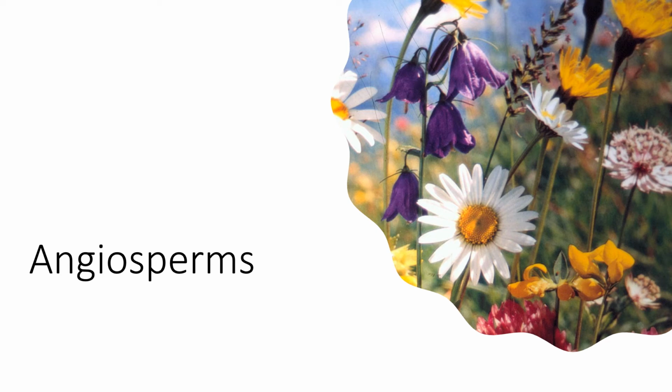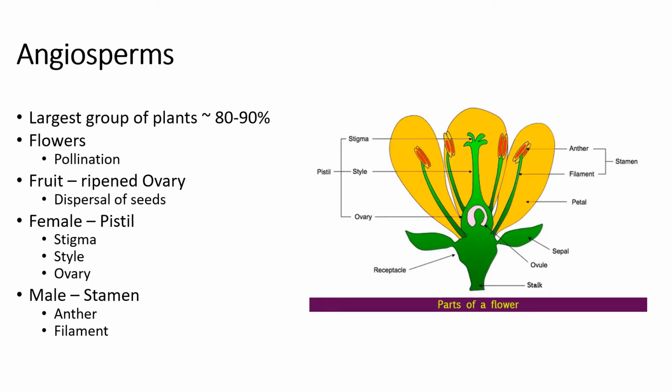So this is going to be our last video about plants, and this video will be about Angiosperms, or flowering plants. Now, this last group is actually the largest group of all the plants. It makes up about 80 to 90% of all plants on Earth. And what makes this group different is the presence of flowers and of fruit.